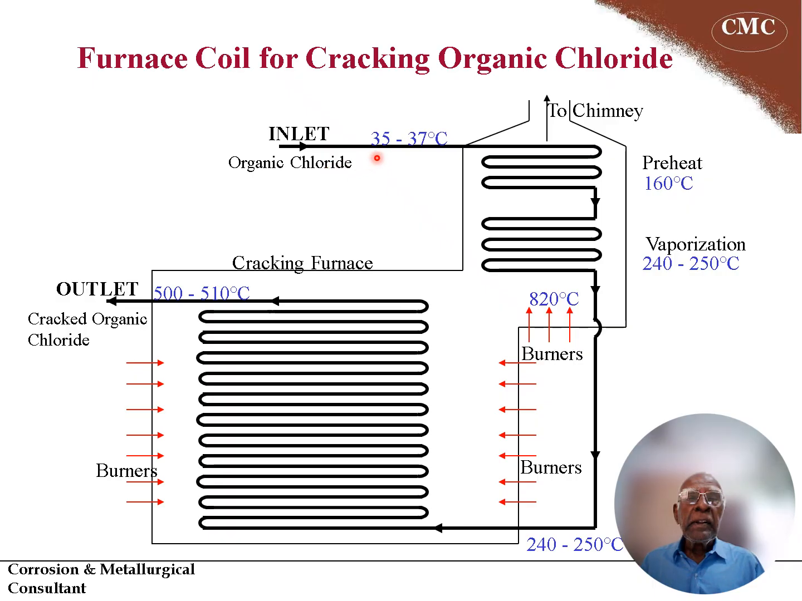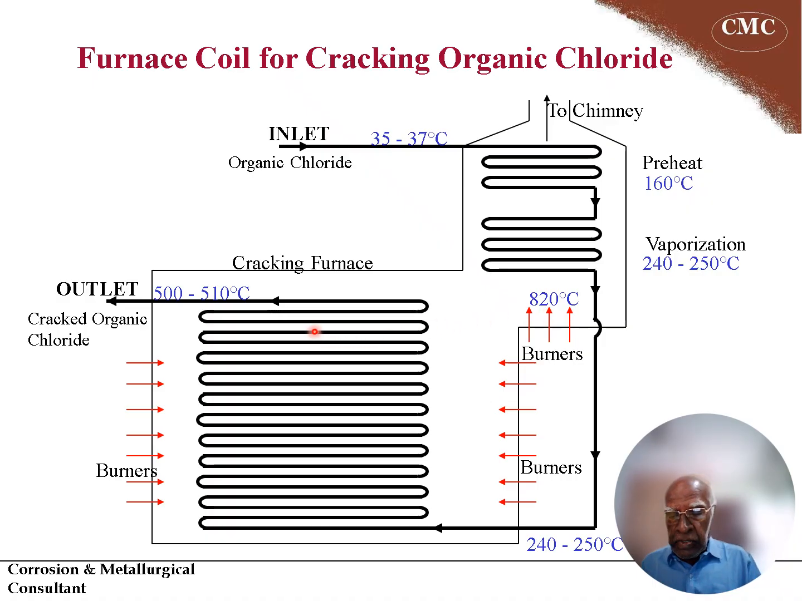The organic chloride comes in around 35 to 37 degrees centigrade, gets heated up at various stages, and finally goes out at a temperature of around 500 degrees centigrade. The whole heating is done by burners, which are at 820 degrees centigrade.